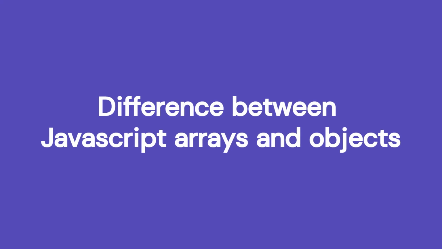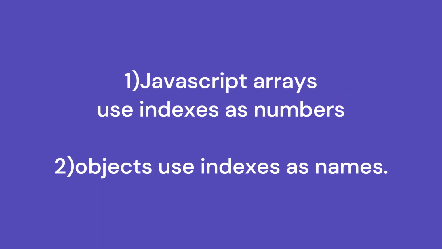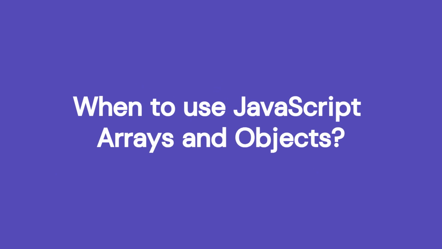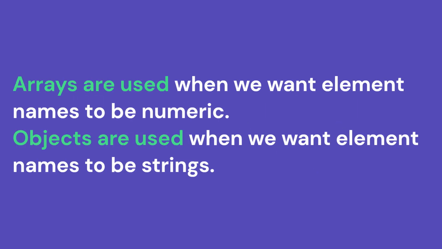What is the difference between JavaScript arrays and objects? JavaScript arrays use indexes as numbers. Now, when to use JavaScript arrays and objects. Arrays are used when we want element names to be numeric, and on the other hand, objects are used when we want element names to be strings.